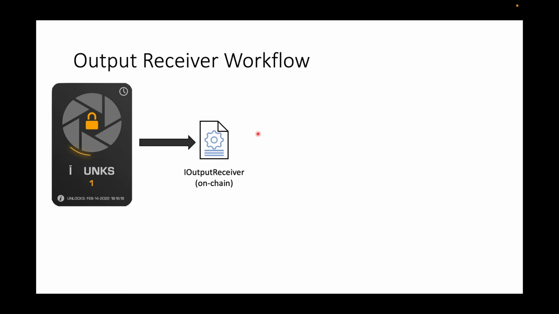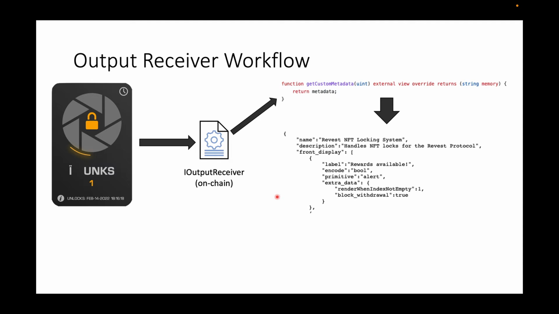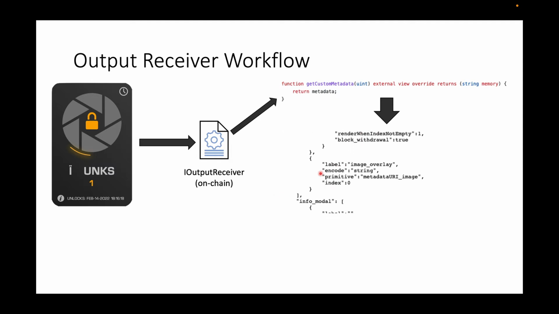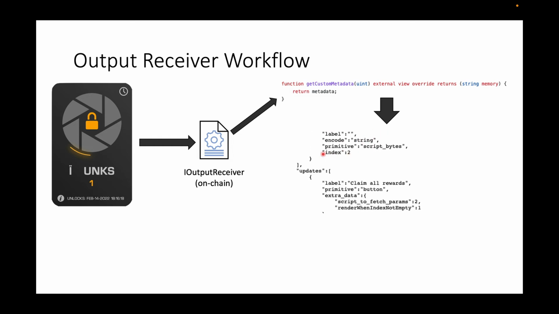But anyways, it makes its view call to the output receiver, and it calls this function first, get custom metadata. Now that function is very similar to an NFT itself in that it'll typically return a file on IPFS. So in this case, we've got the NFT locking system, and as you can see, this is a fairly long file. I want you to notice these indexes, these encodings. It'll say primitive integer encode address index 4, encode string index 2. Indexes are just indexes in an array, and you'll see what I mean very shortly.